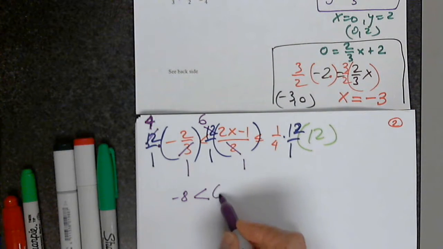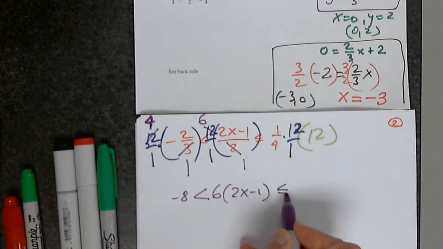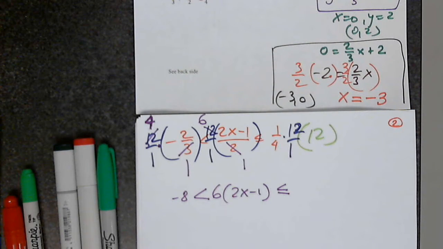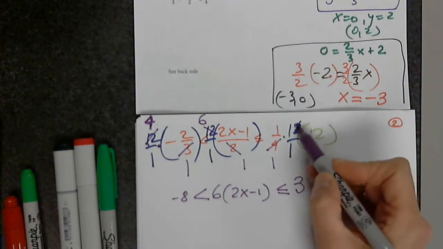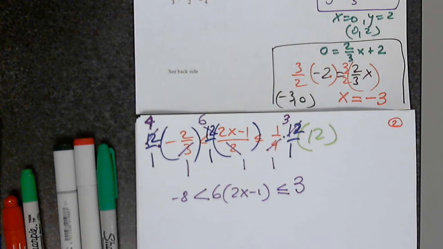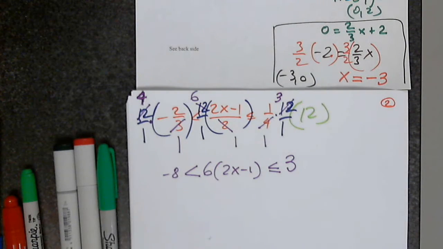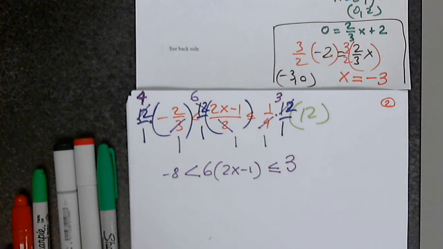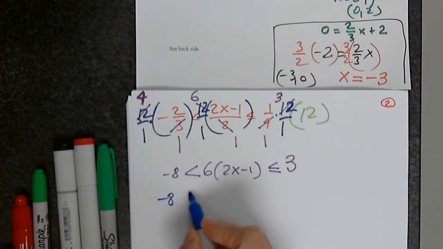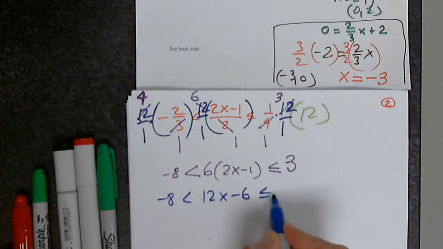So then I have 6 quantity 2x minus 1 less than or equal to 1 over 4 times 12 over 1 is, simplify by 4, 4 divided by 4, 12 divided by 4. I recommend this step. However, even multiplying both sides by 2 and then working with fractions is possible, but it could get a little bit more difficult. Okay, next step, please. Distribute. Yes, now I will distribute. Negative 8 less than 12x minus 6 less than or equal to 3.